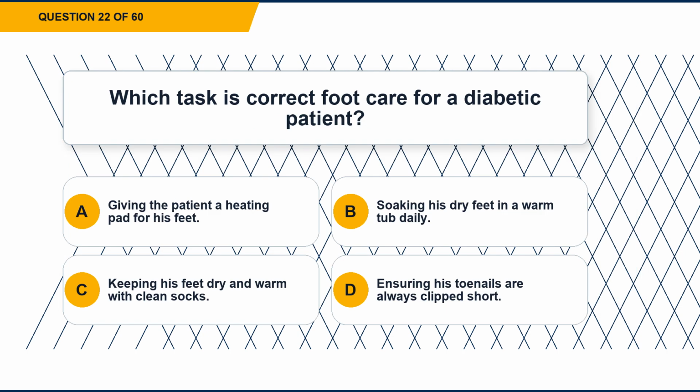Question 22. Which task is correct foot care for a diabetic patient? Option A. Giving the patient a heating pad for his feet. Option B. Soaking his dry feet in a warm tub daily. Option C. Keeping his feet dry and warm with clean socks. Option D. Ensuring his toenails are always clipped short.